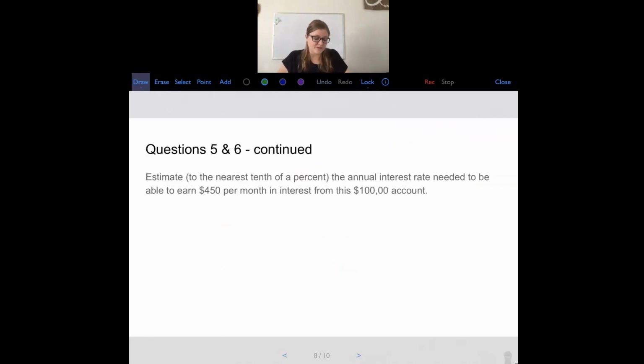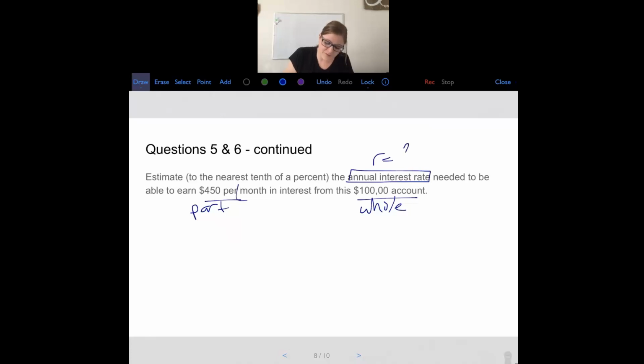Another type of problem that you'll see in 5 and 6 is: estimate to the nearest tenth of a percent the annual interest rate needed to be able to earn $450 per month in interest from this $100,000 account. So now we're given the interest, so we're given the part. We still have our whole as 100,000, but we're looking for our annual interest rate, okay? But we still have per month to deal with.